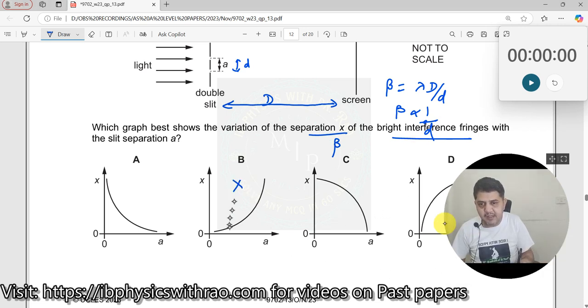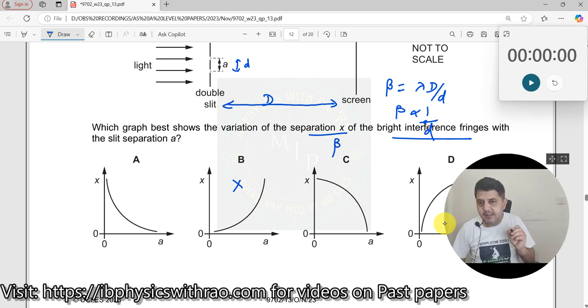This definitely is incorrect. What does it tell you? It tells you when d is increasing, beta is also increasing. So this is not possible. When d is increasing, beta should be decreasing. What about here? When d is increasing, here instead of d I put A, right? So if A is increasing, then beta should decrease. But you see, it is decreasing in this manner.